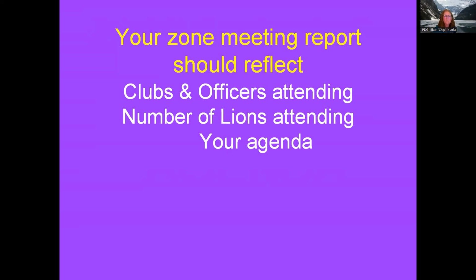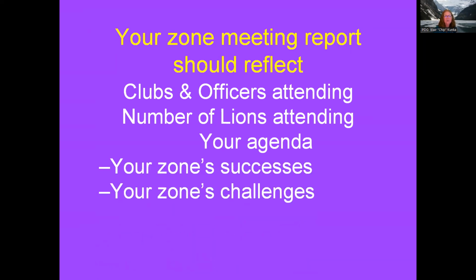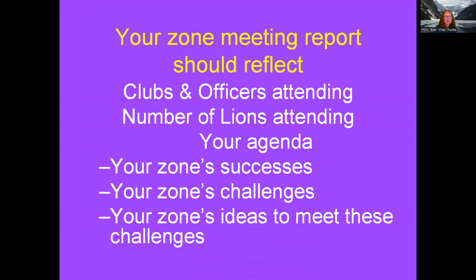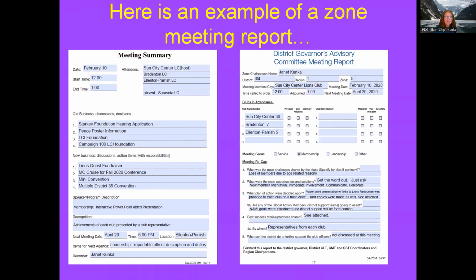All right, zone meeting reports. Clubs and officers attending. Number of Lions attending. Your agenda, your zone's successes, your zone's challenges, and your zone's ideas to meet these challenges. So there's an example, one that is provided by Lions International, but it's easy. The first part, the meeting summary, is basically a summary of your agenda.